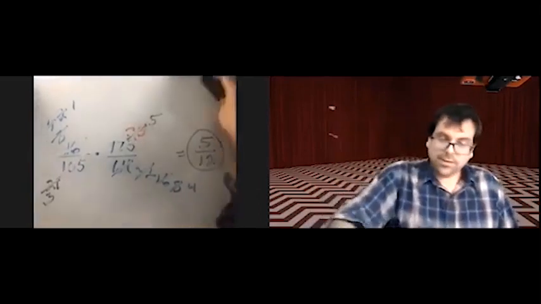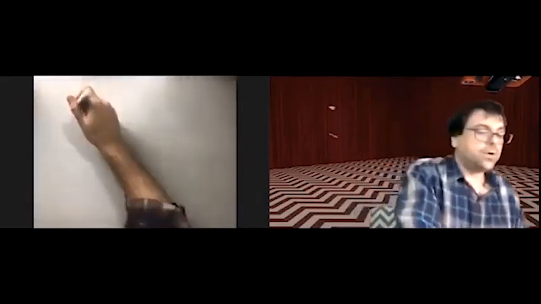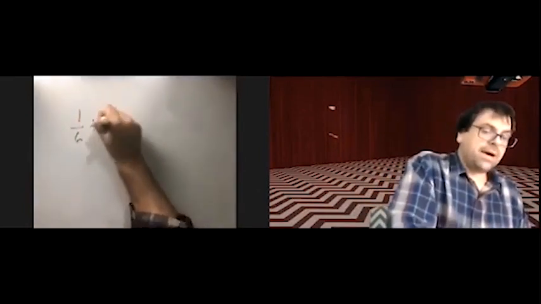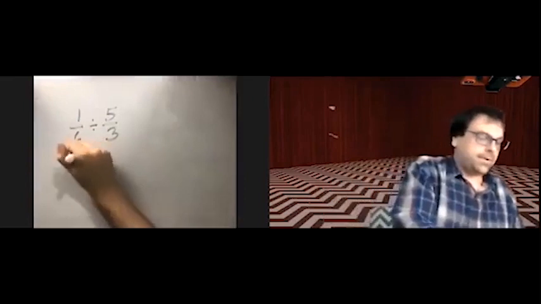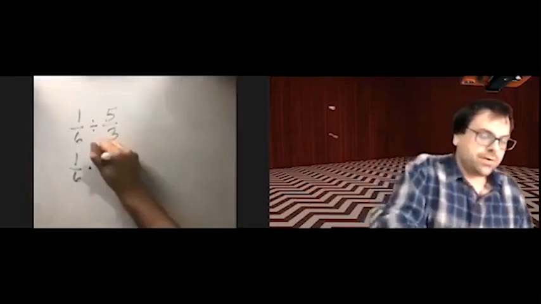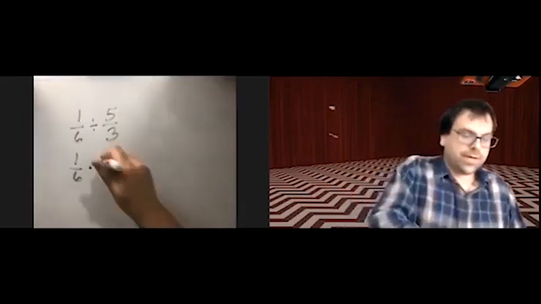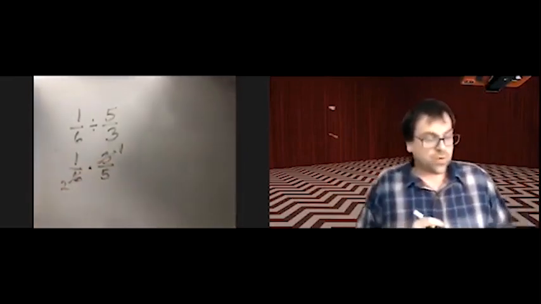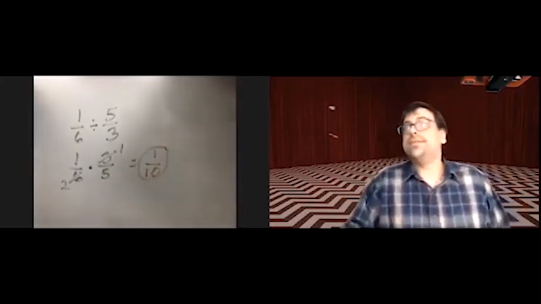Palette cleanser. Those were big numbers. Let's bring it back to something a little more comfortable. 1/6 divided by 5/3. Keep. Change division to multiplication. Flip the second fraction. We can cancel 3 and 6, both divisible by 3. 3 over 6 is 1 over 2. So 1/10.